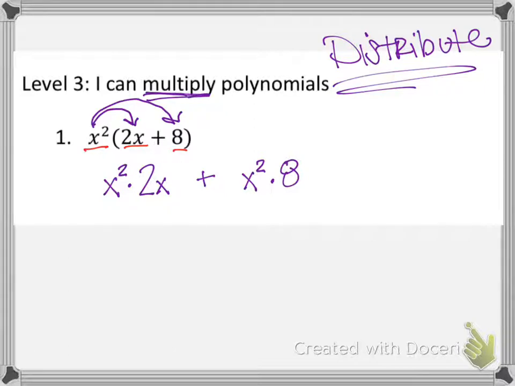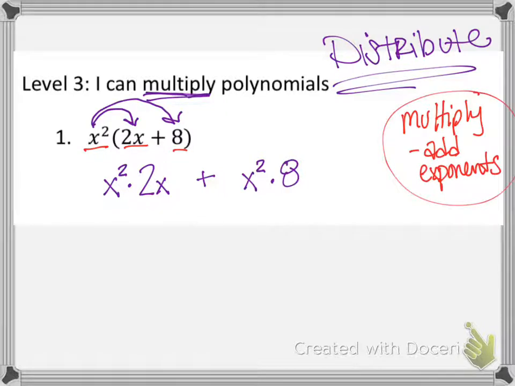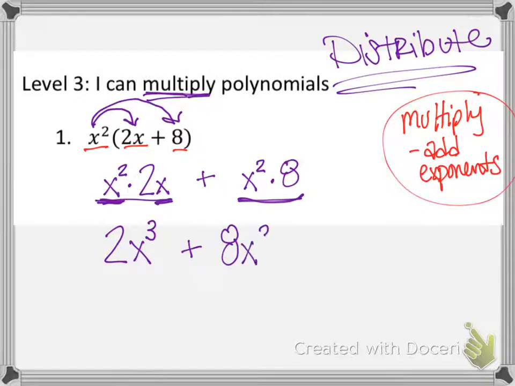Remember our rules: when we multiply, we should be adding our exponents. That's from the very first unit. So when I have x squared times 2x, I should get 2x to the third power, because I add my exponents. X squared times x gives me x to the third. And then my next term, I have no x's to combine together, so I have just 8x to the second power. And that is my final answer.